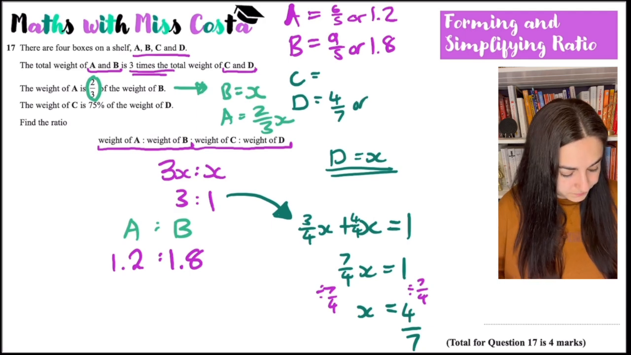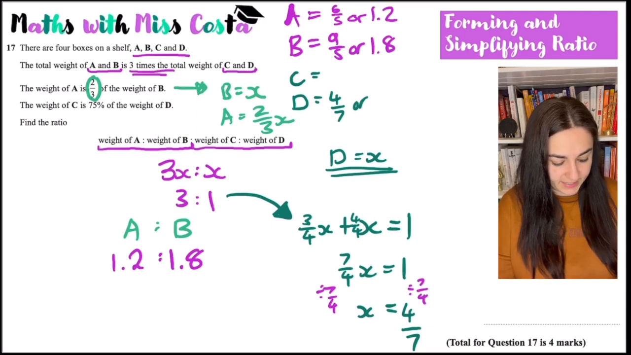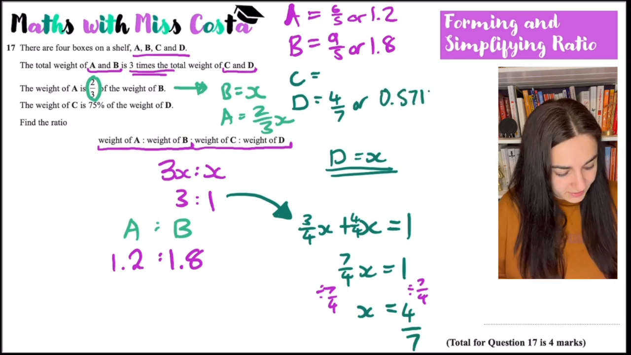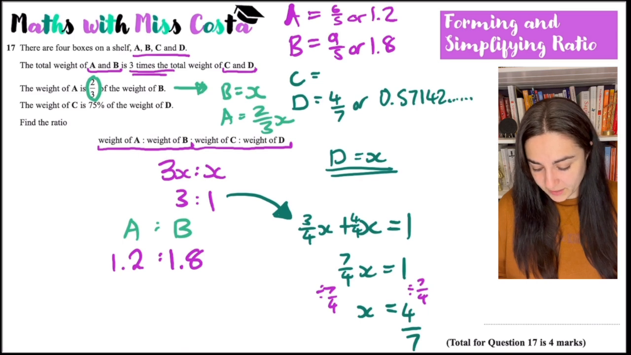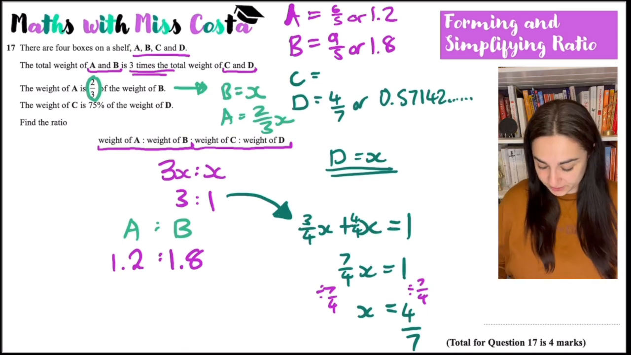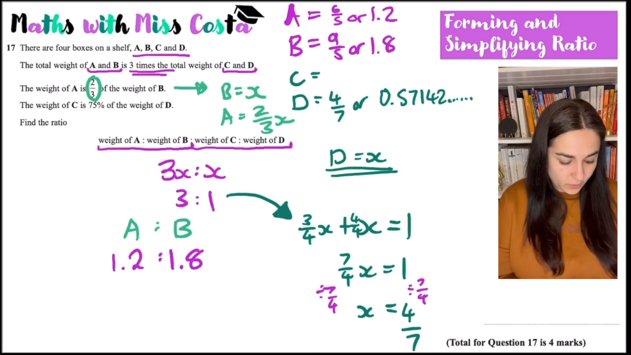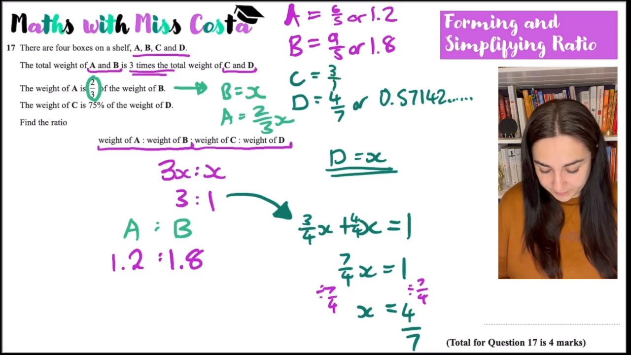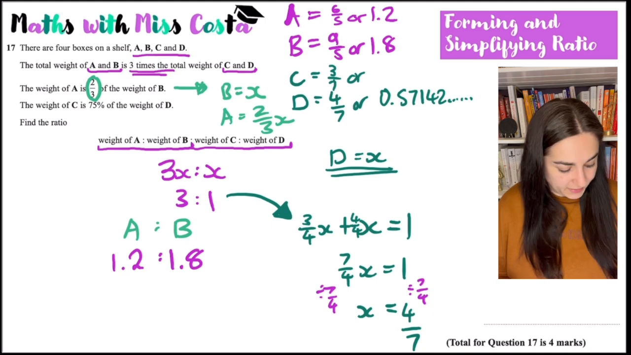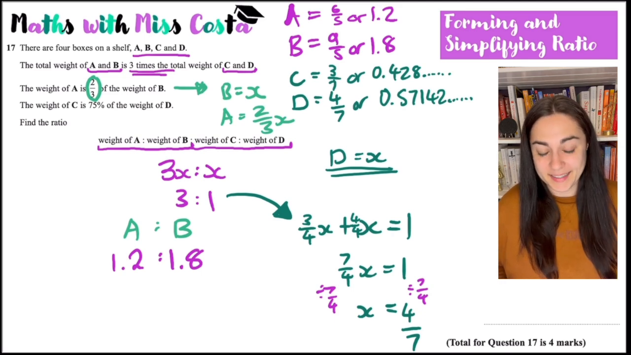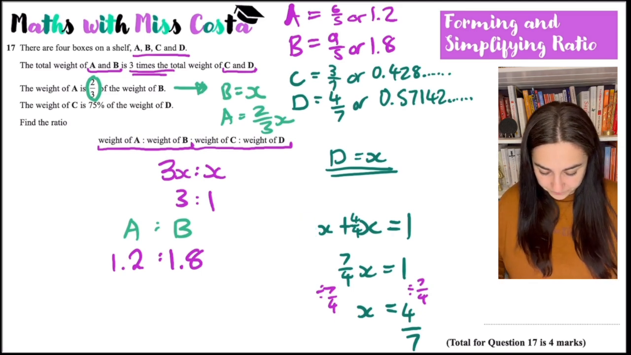4/7, or if I type that into my calculator, 4/7 is probably going to be 0.57142. It's not a nice easy decimal, so I'm going to leave it in fraction form. And then 3/4 of 4/7 is going to give me 3/7. And once again, that's probably going to be a long decimal. So I'm going to choose to keep this in its fractional form.